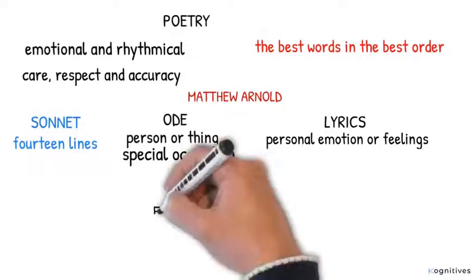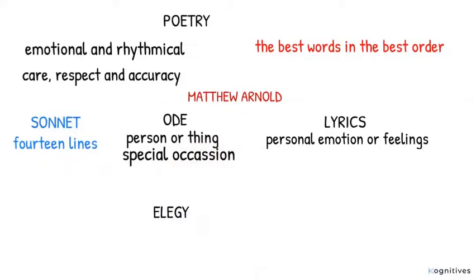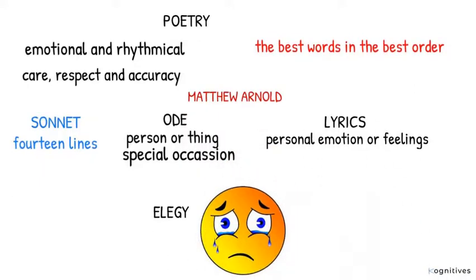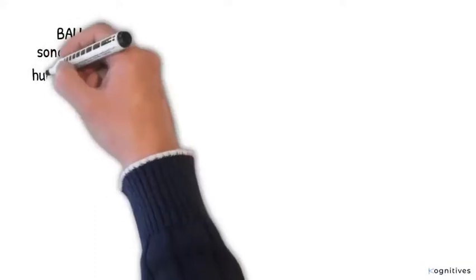4. Elegy. Elegy is a poem of mourning written on the death of a person. It expresses the poet's meditation upon the death of somebody. Number 5. Ballad. Ballad is a short poem in the form of a song that tells a story. The ballad is originally meant to be sung, and its length does not exceed 100 lines.